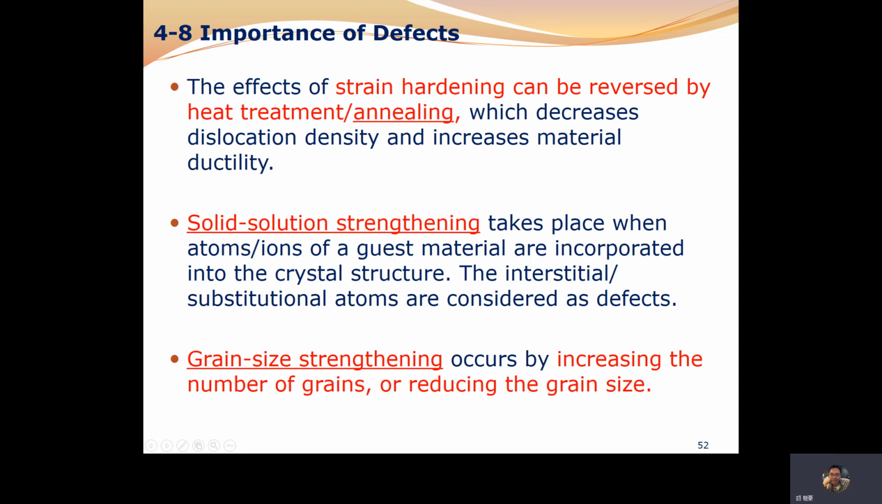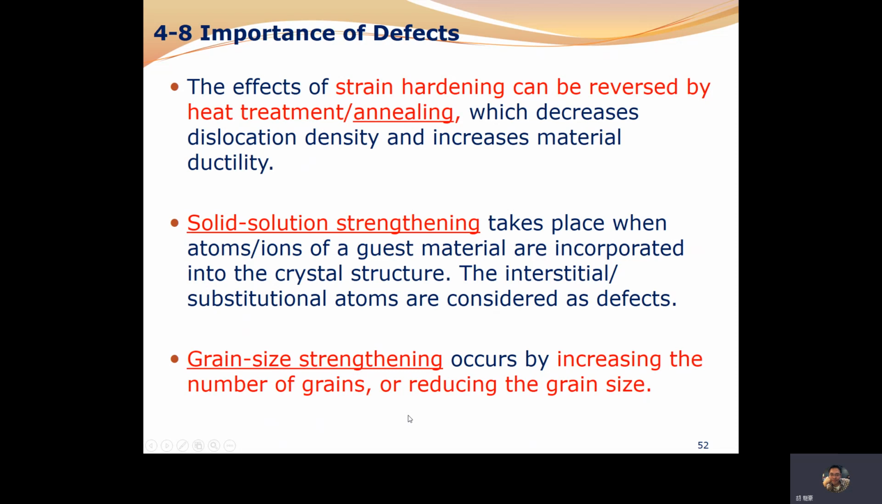The effect of strain hardening can be reversed. That means its mechanical property can be restored or released by heat treatment, which we can call annealing. When the material becomes harder during strain hardening, we put this material into an oven or furnace to anneal it, to heat treat it at a certain temperature for a certain time, and its crystals will recrystallize.